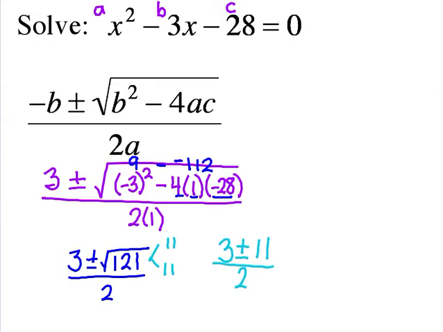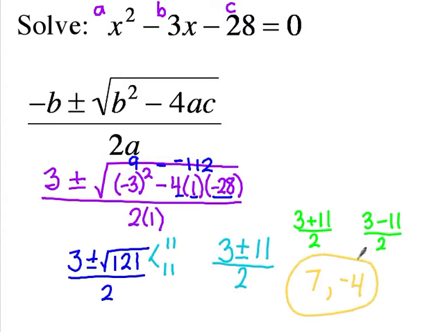Yes, you do need to solve and give me 2 separate solutions. The first solution will be 3 plus 11 divided by 2. The second solution will be 3 minus 11 divided by 2. So what is 3 plus 11 divided by 2? 3 minus 11 divided by 2? Negative 4. So this is actually a problem that I could have factored, and it would have worked really nice. But the quadratic formula will always work. So let's go ahead and look at 2 more.